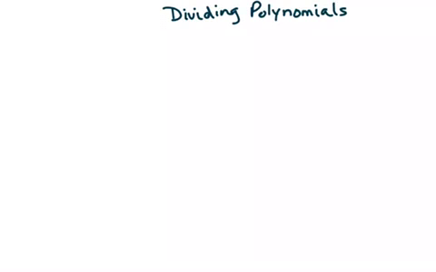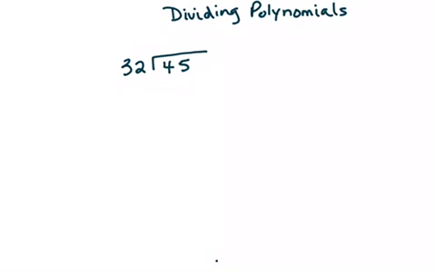In this video, I'm going to show you how to divide polynomials. Before I do that, I'm going to remind you how to divide, period. Let's say we want to say 32 goes into 45. I'm just going to make this pretty simple, all right? 32 goes into 45.